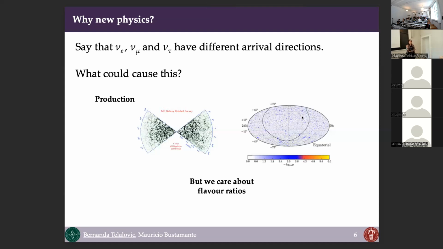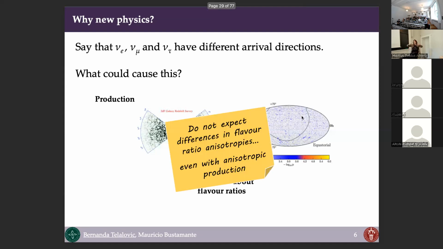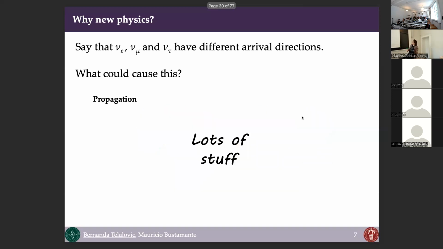So we care about the flavor structure. And at the end of the day, even if you propose some anisotropic source distribution, you don't expect your flavor ratios to be directionally dependent. So you don't expect different production mechanisms to be anisotropic. And that's what we're trying to capture. I'll actually come back to that sentence in a bit.